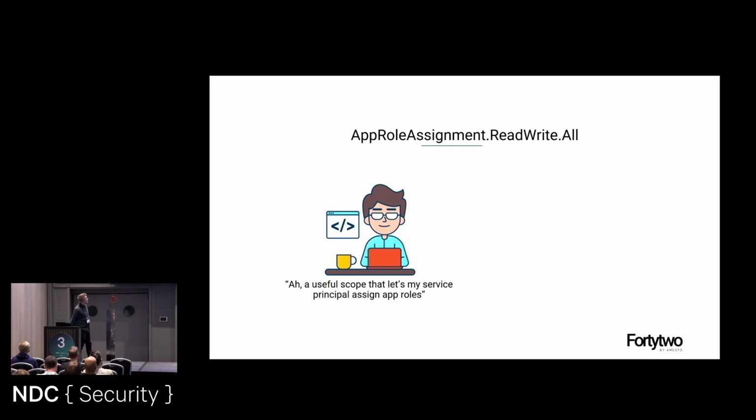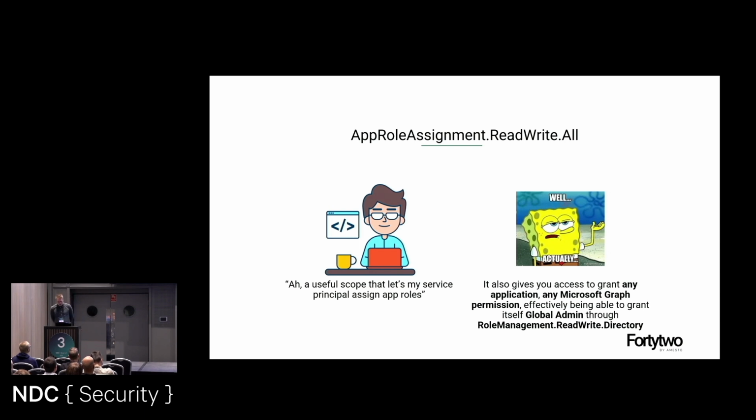I have a few of these. So, app role assignment read write all. Does anyone know why you shouldn't allow most applications to have this permission? Not everyone at once. So yeah, it's a useful scope that lets my service principal assign app roles. I can essentially implement my own identity governance solution. Awesome. But it also gives you the ability to grant any application any Microsoft Graph permission.